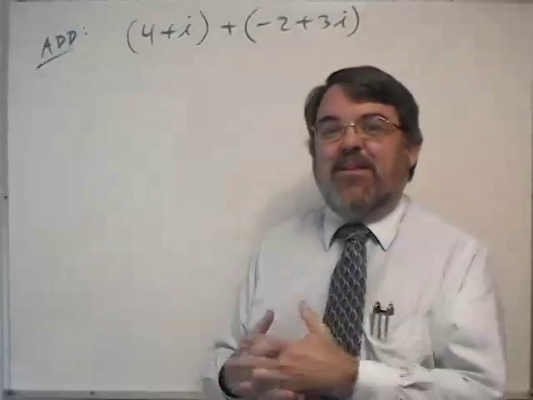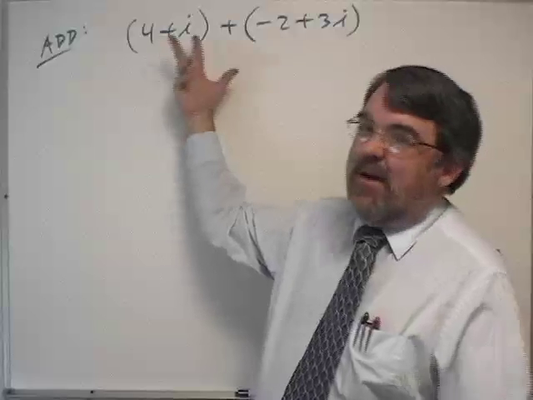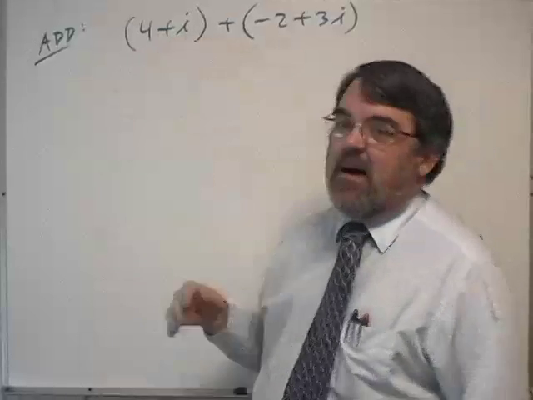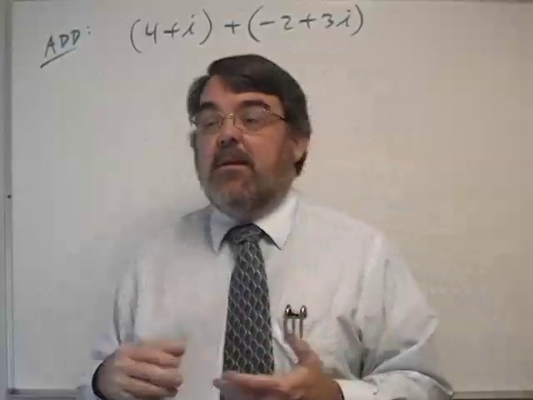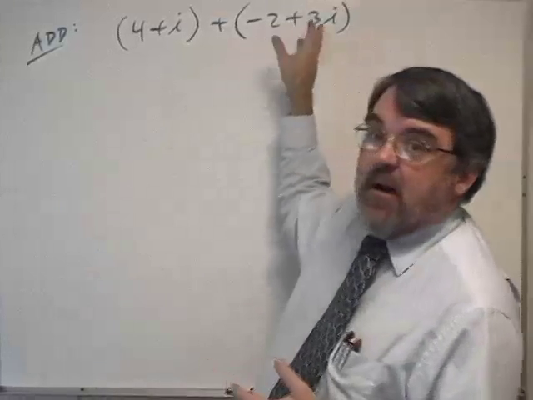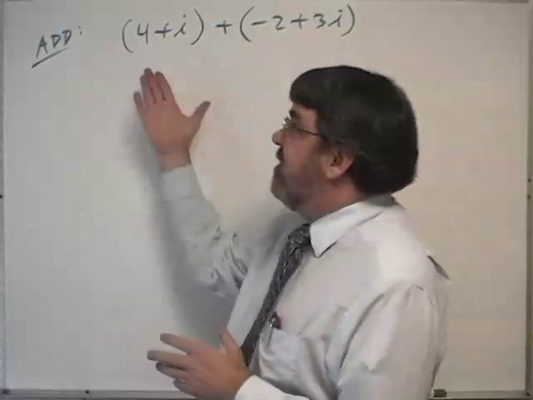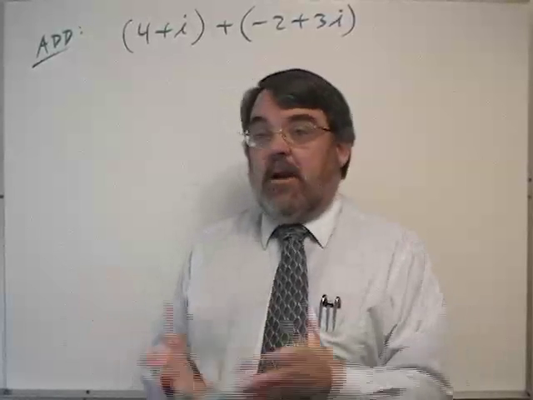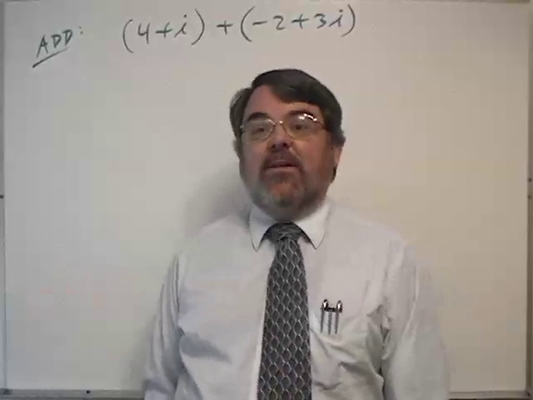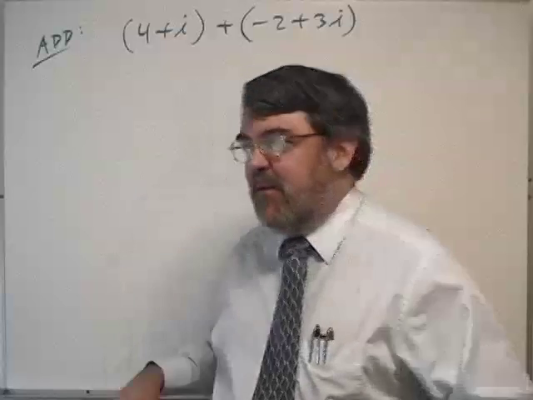It's a little hard to get used to that idea because it looks like there's two numbers here, and there is, but a complex number always has two parts. It has a real part and an imaginary part. So really this is the addition of two numbers, complex numbers. Anyway, the good news is that adding and subtracting is very straightforward. It's just a matter of combining like terms.